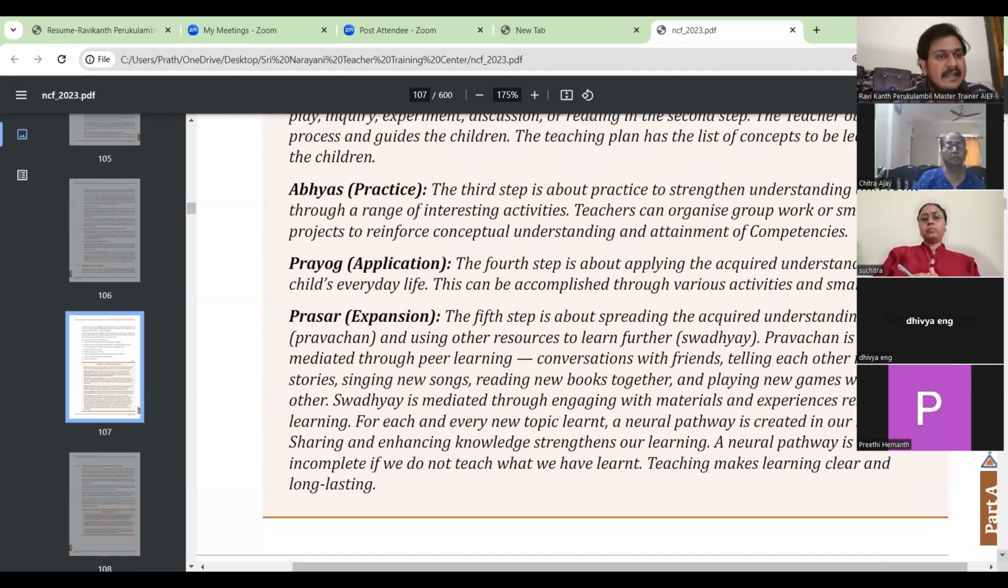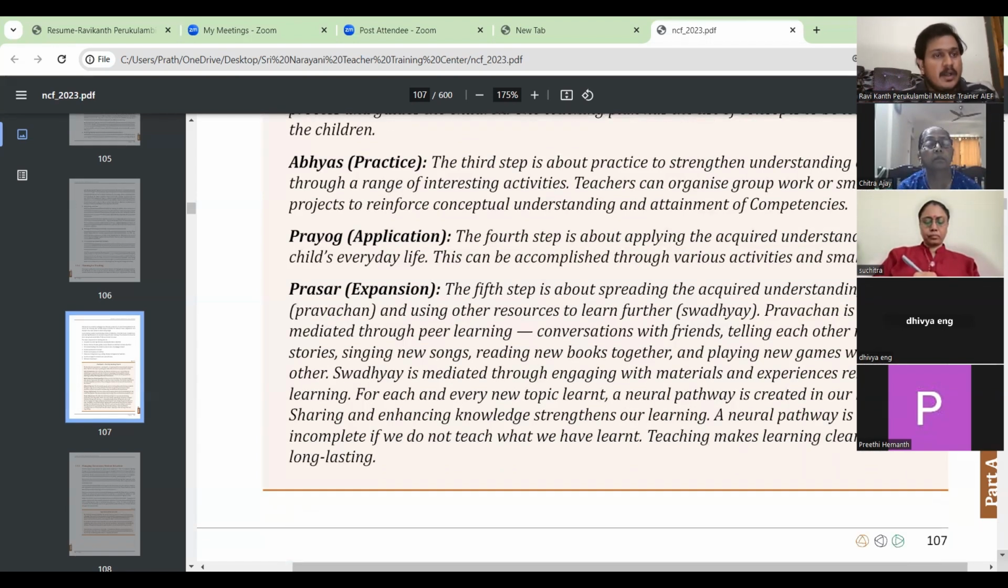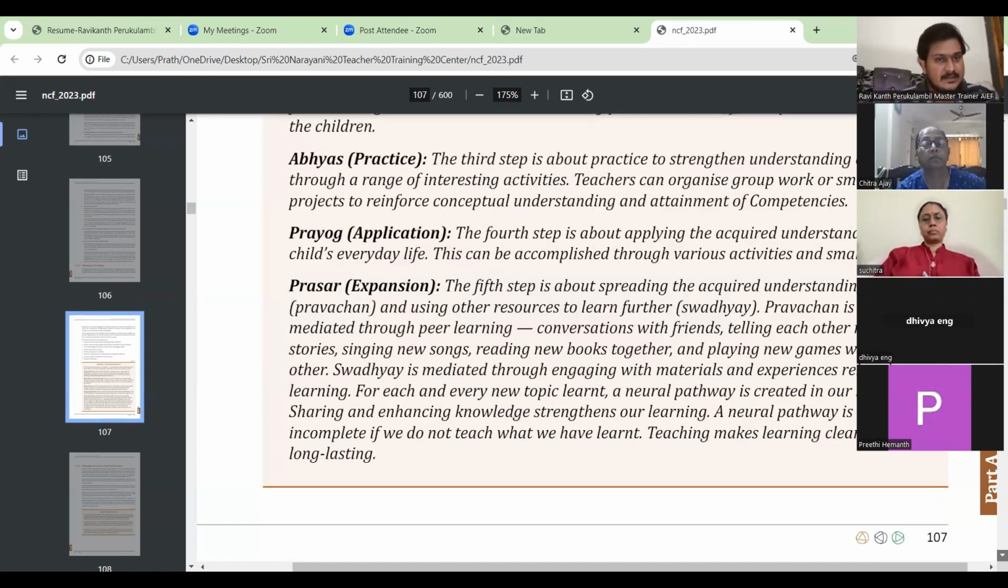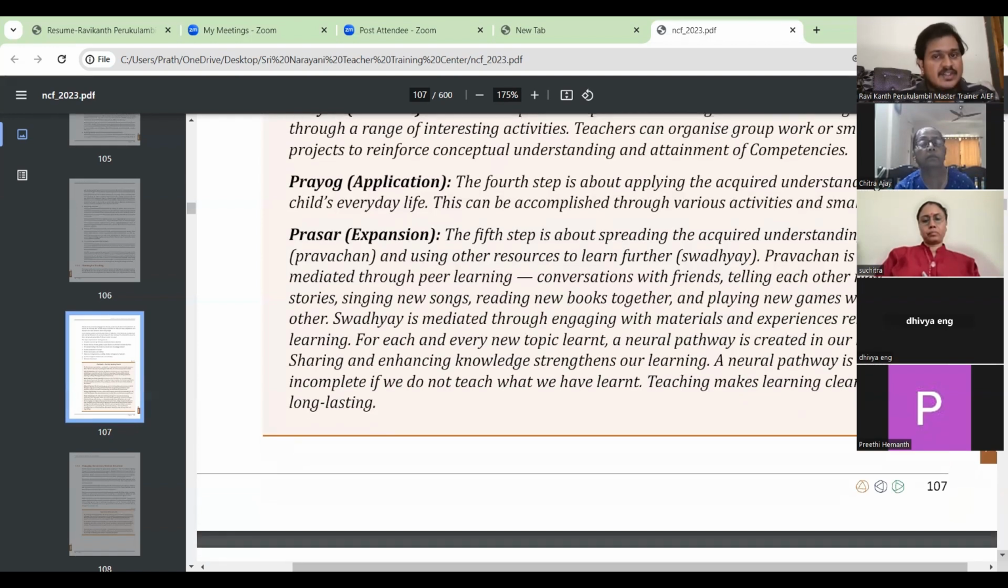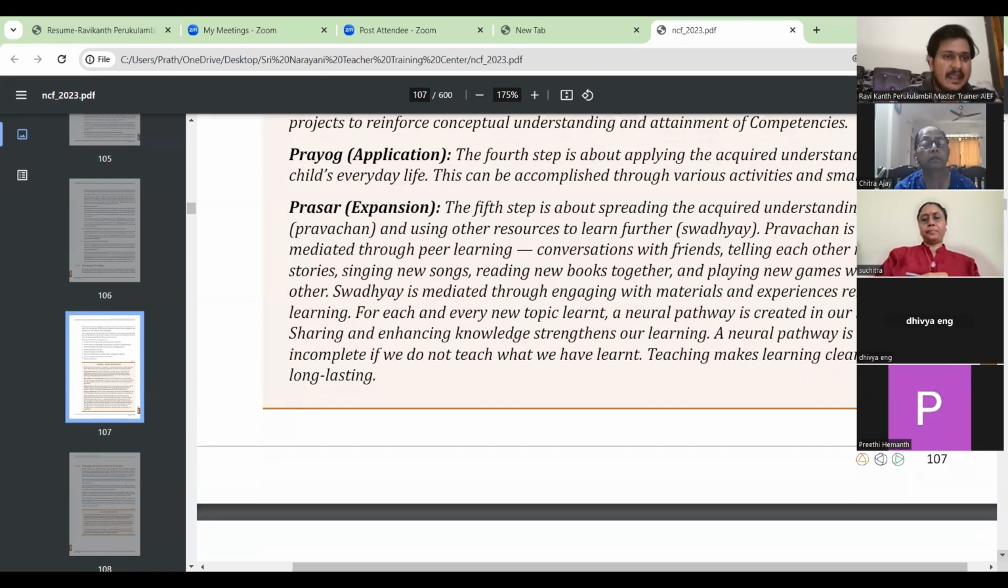Okay, and then comes the abhyas, the practice level, wherein the understanding that children have developed till now is strengthened with the usage of interesting activities. Teachers should plan interesting activities. Teachers can organize group work or small projects also to reinforce conceptual understanding and attainment of competencies. And Prayog is application, wherein proper activities or small projects are to be planned for the children so that they can apply the knowledge that they have gained.